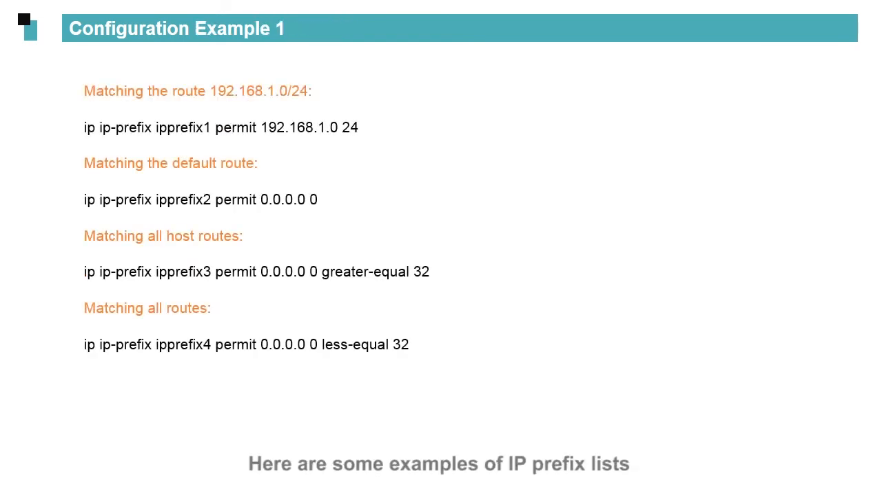Here are some examples of IP prefix lists. The first one matches the route 192.168.1.0/24. The second one matches the default route. The third one matches all host routes. The last one matches all routes.